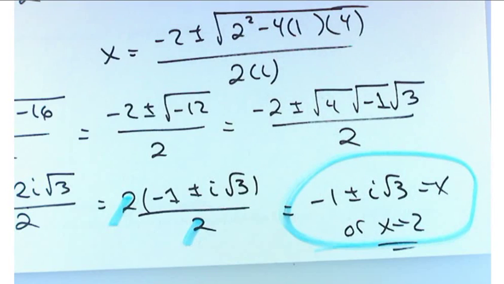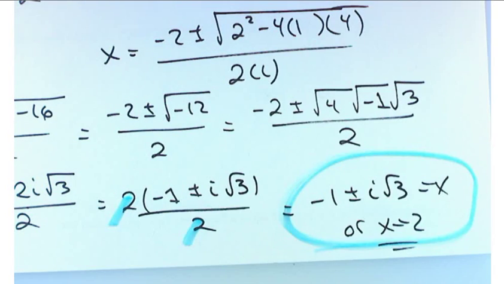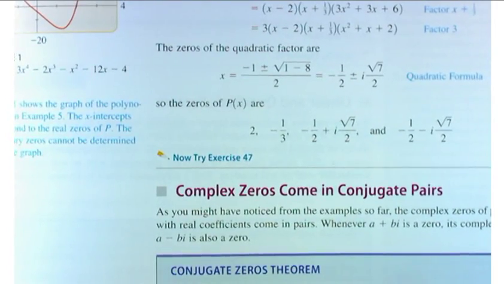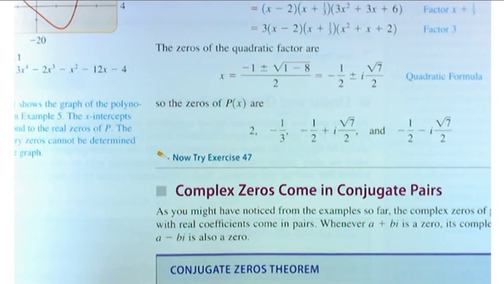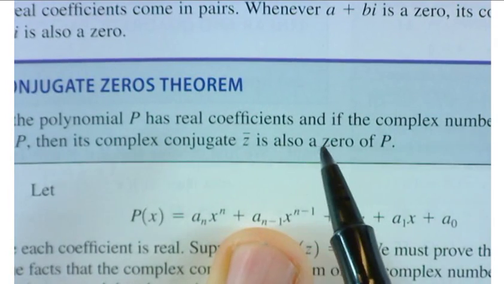So if you have a polynomial with real numbered coefficients, your complex roots are always going to occur in pairs. If you get one, then you have the other. So it's called the conjugate root theorem. It's something that I hold you responsible for. So if a polynomial has real coefficients and a complex number is a 0 of the polynomial, then its complex conjugate is also a 0. Now, they use this bar notation for complex conjugates.